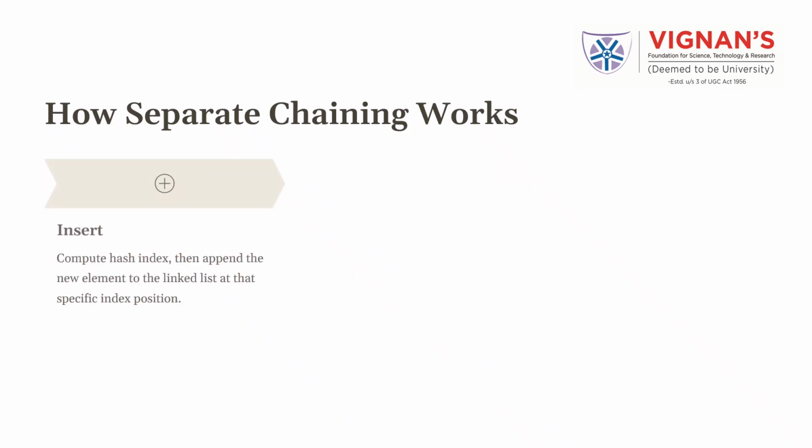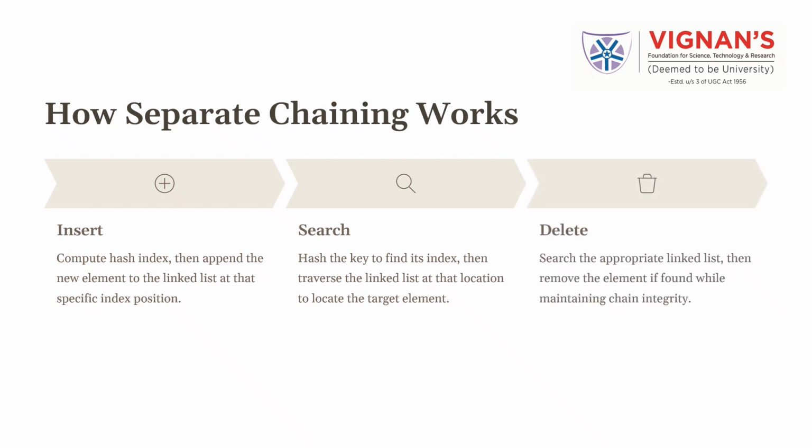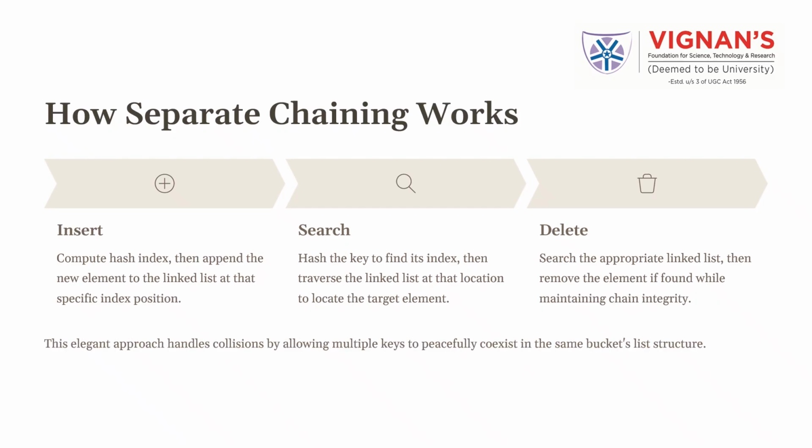How separate chaining works. Separate chaining supports three main operations: insert, search, and delete. During insertion, the hash value of the key is calculated and the element is added to the linked list at that index. For searching, the hash value is computed again and only the corresponding chain is traversed. For deletion, the element is located in the chain and removed without disturbing other elements. Because operations are restricted to one chain, performance remains efficient even during collisions.